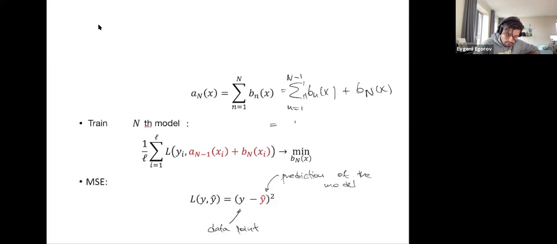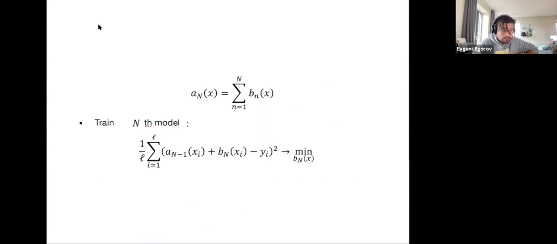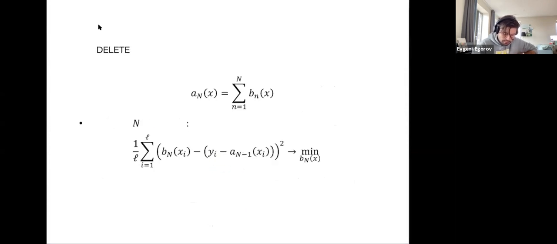Yeah, and then this is plus the new model. Okay, but you see, this loss is very simple. It has an additive structure, so we could plug in and then rewrite it in the following way. Yeah, and then what happens? So this is our new model. And this is the modified target.